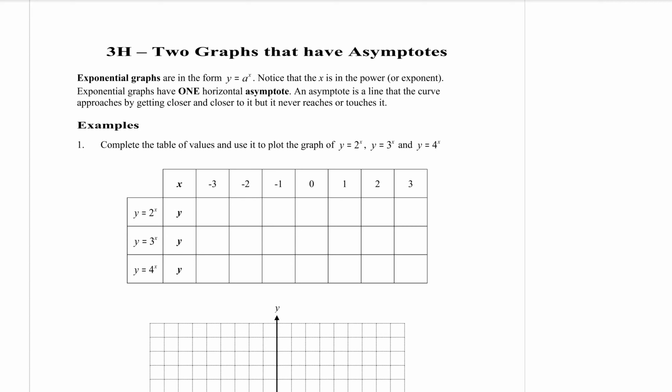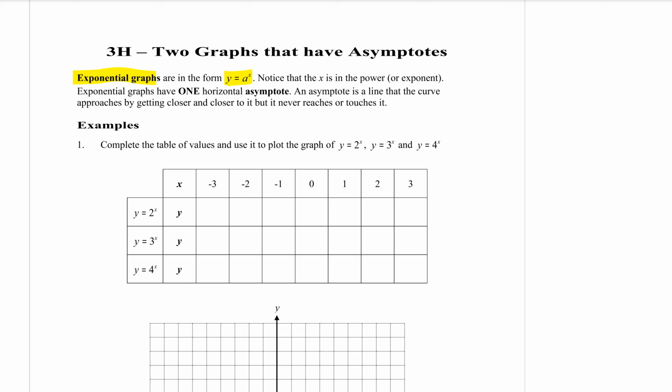Graphs that we're going to look at. The first one is the exponential graph. You'll remember this graph from last year. It will have an equation in the form y equals a to the power of x. A will be a base number, for example y equals 2 to the power of x, or 3 to the power of x, or 4 to the power of x, which are the ones that we're going to look at down here.